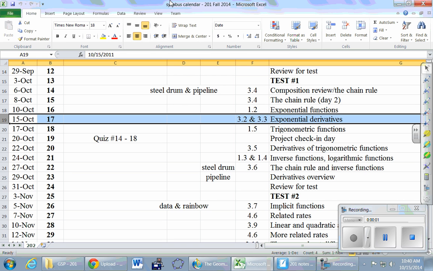All right, our quick look at the calendar, and we've got to pay attention to the calendar today because there's going to be a change from what you have been handed out. So today is exactly what it says. We're going to do derivatives of exponential functions.